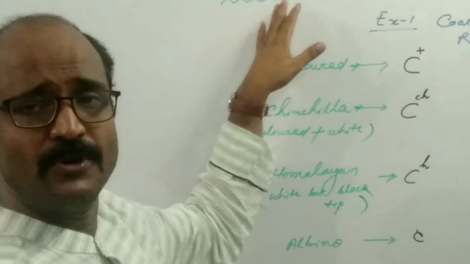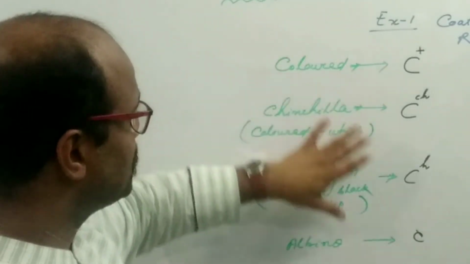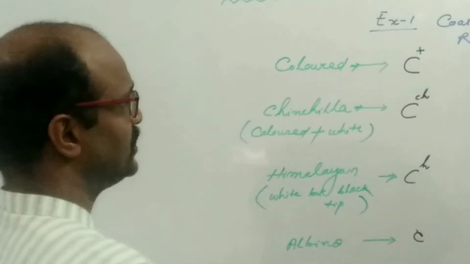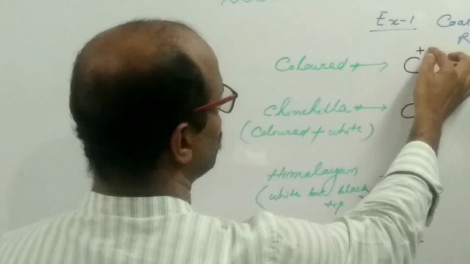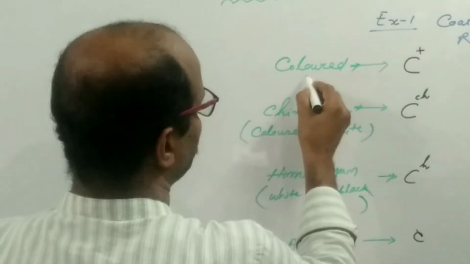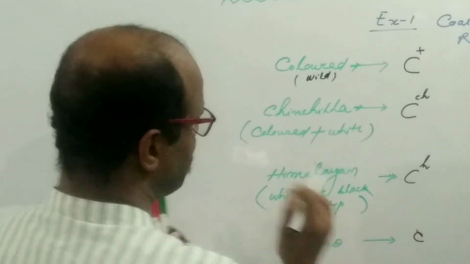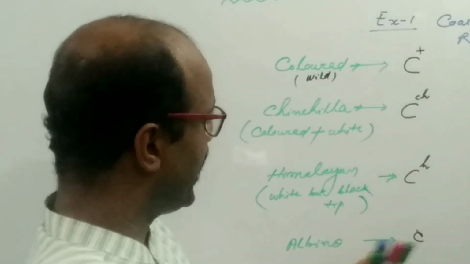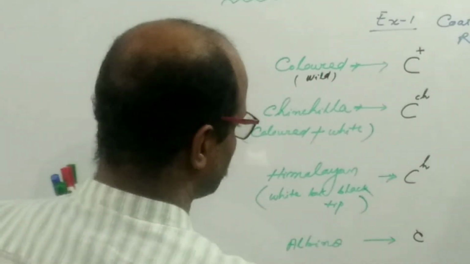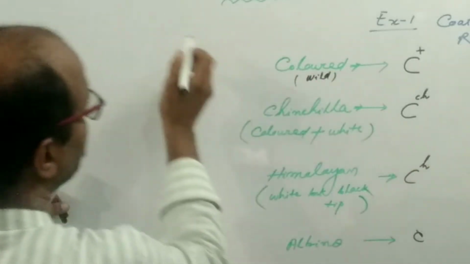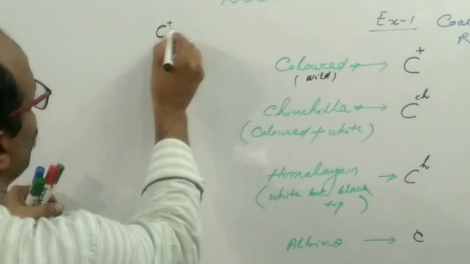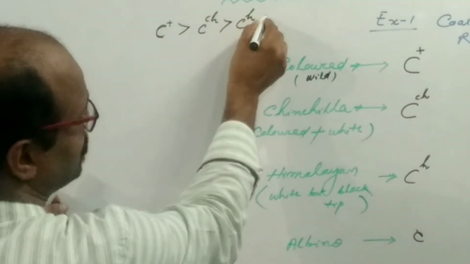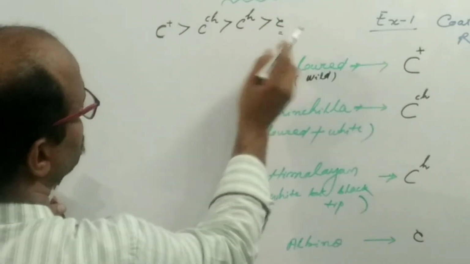As I told, in multiple alleles, we represent the alleles with the same letter or the same symbol with different superscripts. So here the different superscripts are the plus for the wild variety, and these are the mutant varieties: c^ch, c^h and c. And what is the gradation in dominance? C plus is dominant to all, and small c is recessive to all.